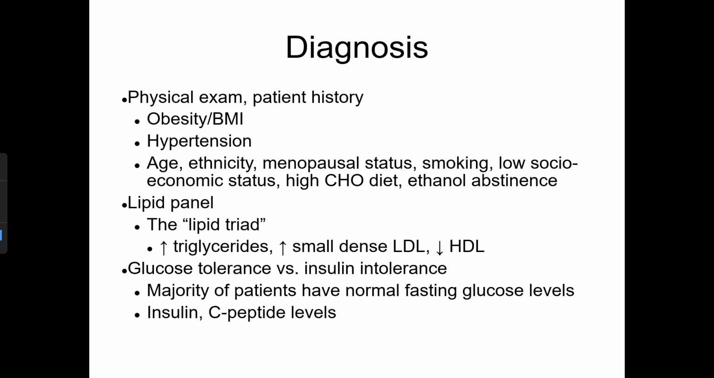So diagnosis: physical exam and patient history, obesity or BMI, hypertension, age, ethnicity, menopausal status, smoking, low socioeconomic status, high carbohydrate diet, and ethanol abstinence. Lipid panel, the lipid triad: increased triglycerides, increased small dense LDL, and decreased HDL. Glucose tolerance versus insulin intolerance. Majority of patients have normal fasting glucose levels, but they also have normal insulin and C-peptide levels.